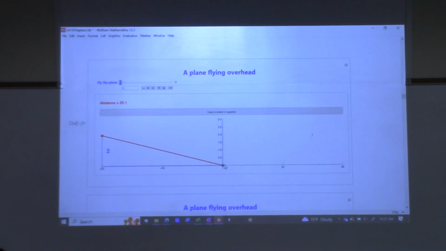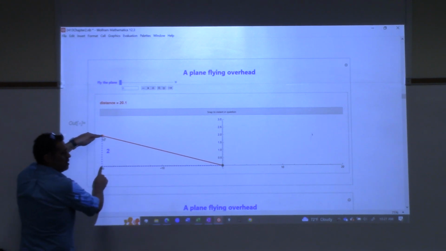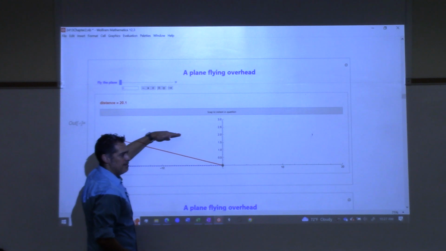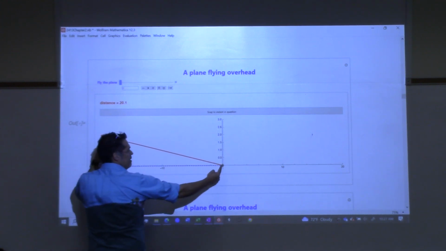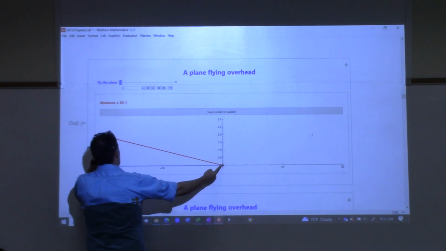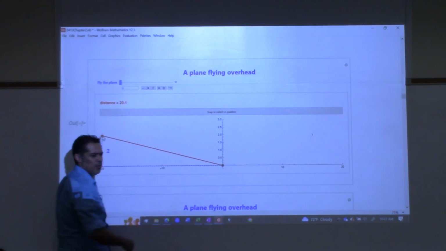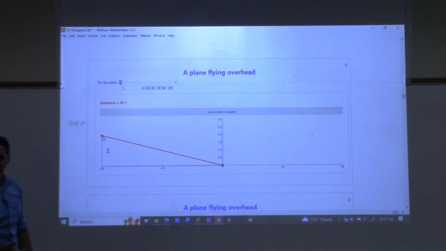This right here is a radar station on the ground, and this is a plane, and the plane is 2 miles off the ground. The plane is flying horizontally, and what we're doing is measuring the distance between the plane and the radar station. At exactly the moment that this distance was 6 miles, we want to know how fast that distance between them is changing.